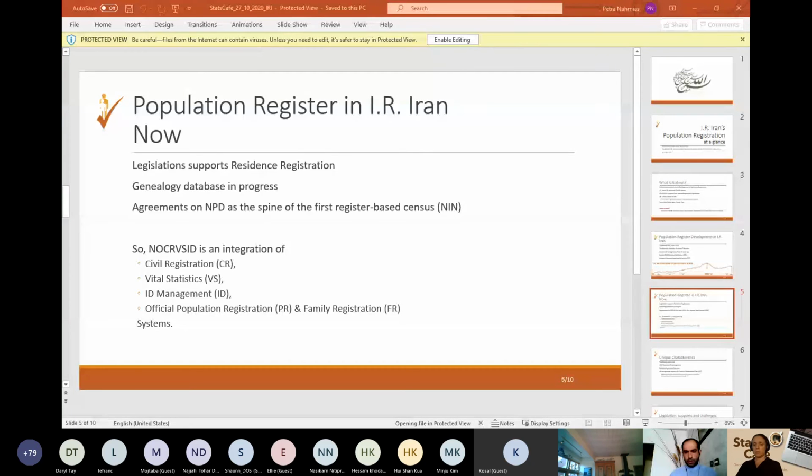Let's quickly review the development of population registration in Iran. Civil registration in Iran in its traditional form emerged with the first identification booklets issued in 1918. For the next 45 years, they registered vital events in ID booklets, mainly for identification purposes.